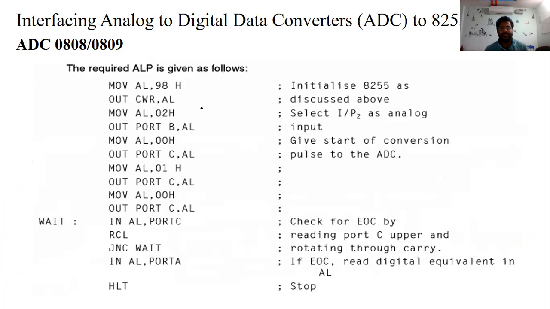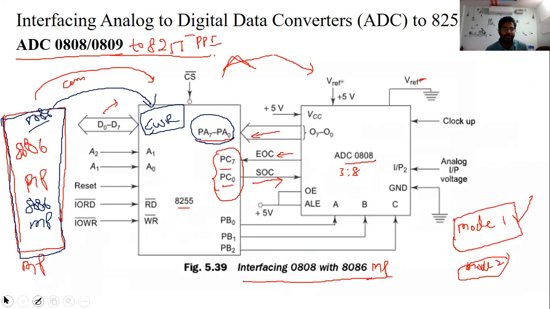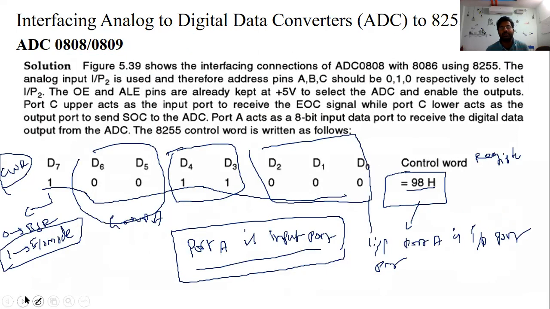Now, how to write the microprocessor program to initialize this? Very easy. Write MOV AL, 98H. You know why 98: it initializes the 8255 so that port A is an input port. How do you get that number? You will get this number like this. You have to remember the CWR. Once you remember the CWR, it is very easy.